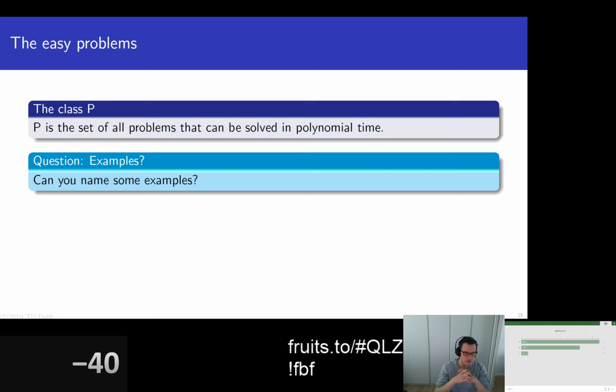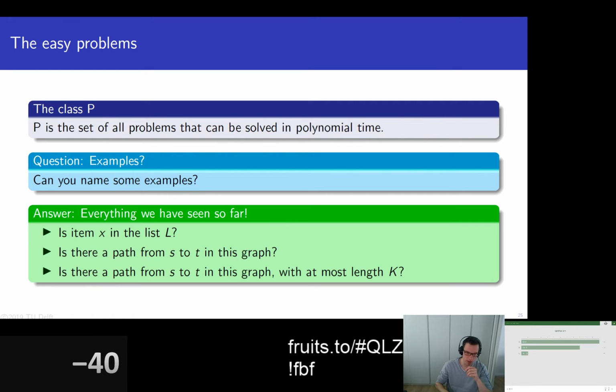A function that returns 5, yeah, is f a function that returns 5. We could check that in polynomial time, so we could output yes or no in polynomial time. Yes, I was thinking some stuff like this. Is item x in the list L? We can do that in linear time. Is there a path from S to T in this graph? We can do that in linear time. Is there a path from S to T in this graph with at most length k? Yeah, we can solve that in linear time as well.